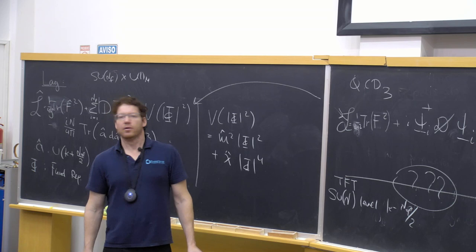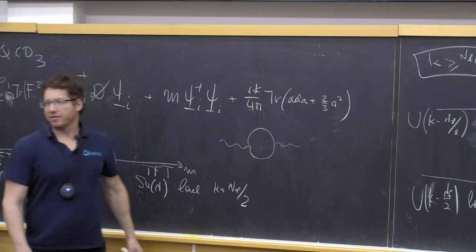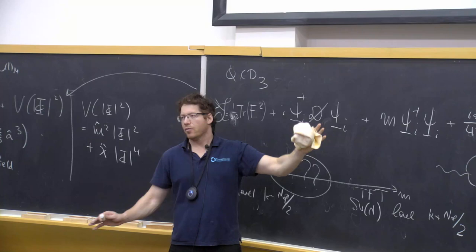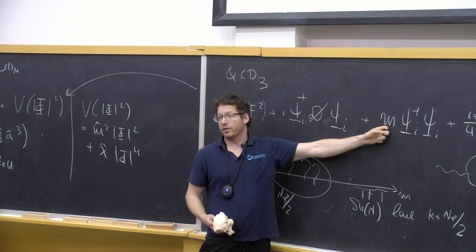What if k plus N_F over 2 is negative? Well, I haven't explained that. Let me explain it since you ask. In this theory, k was chosen here, but without loss of generality you can always choose k to be non-negative. Why? Because the theory with negative k and the theory with positive k are related by swapping the orientation of space-time and flipping the sign of the mass, because that also is odd under swapping the orientation of space-time. So without loss of generality, I can always choose k to be non-negative.